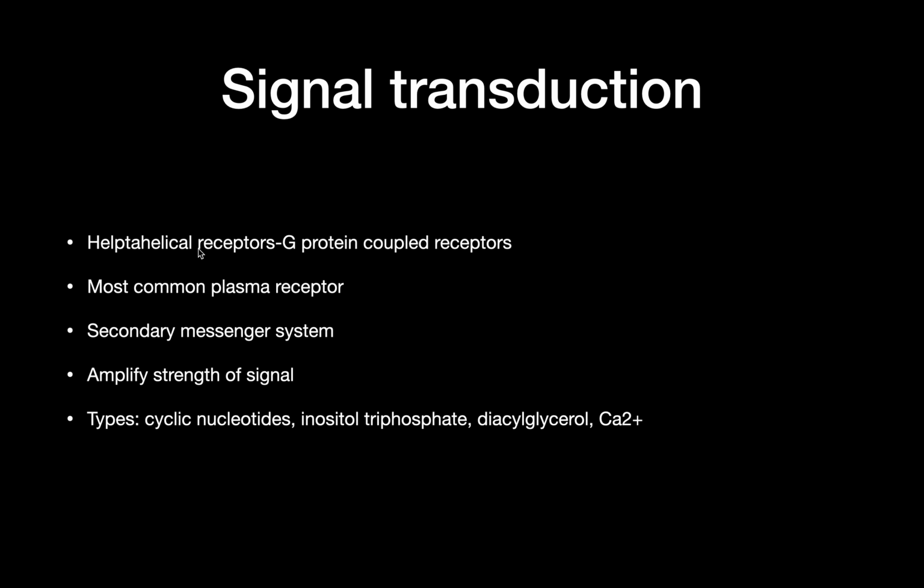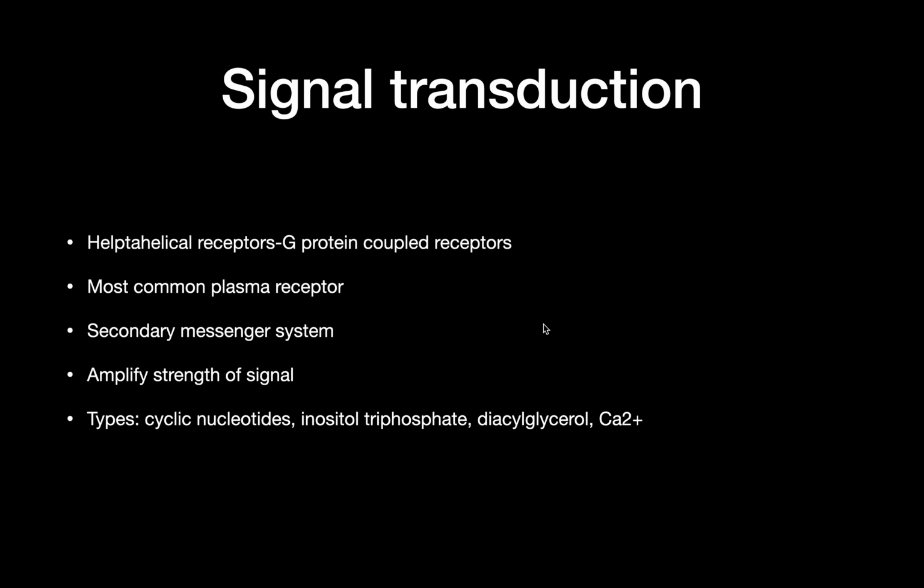All right, let's go into signal transduction. The heptahelical receptors are G protein coupled receptors. Those are the most common plasma receptors. They work via the secondary messenger system, and that amplifies the strength of the signal.